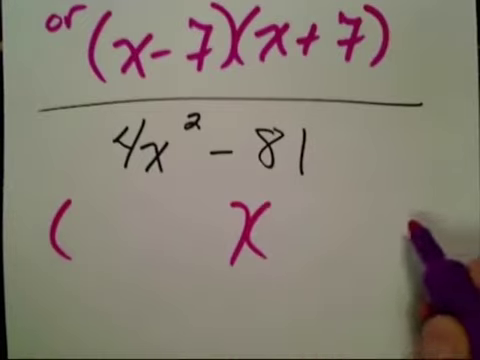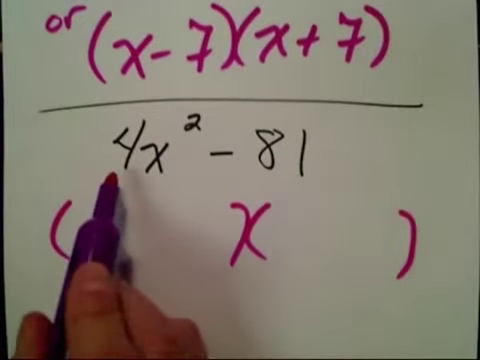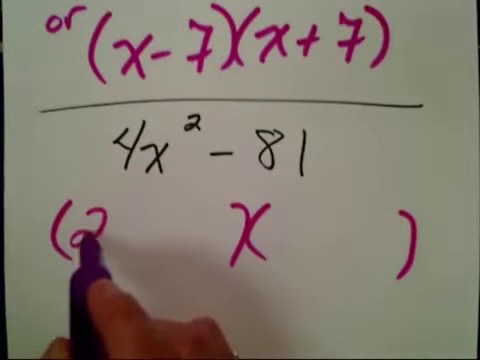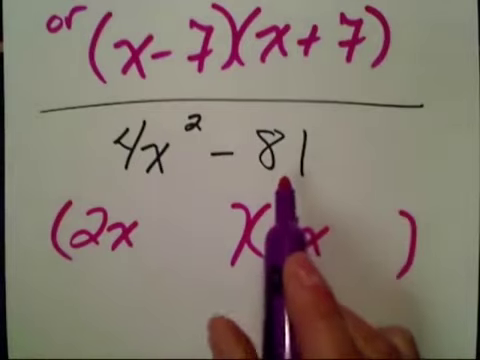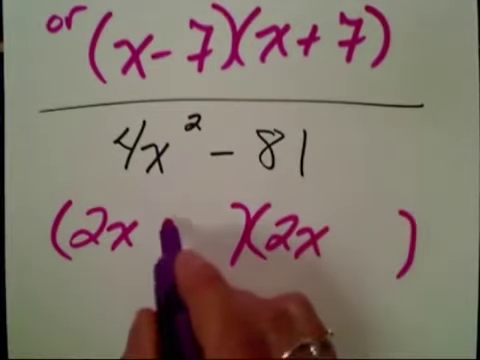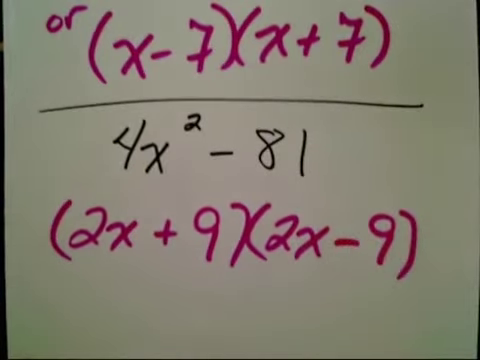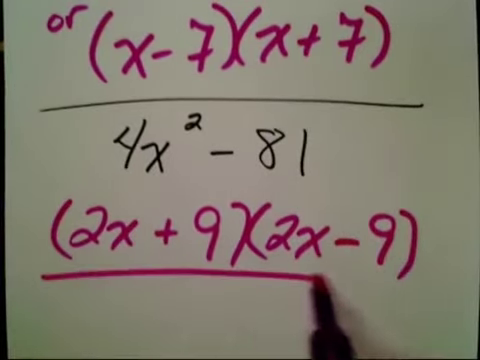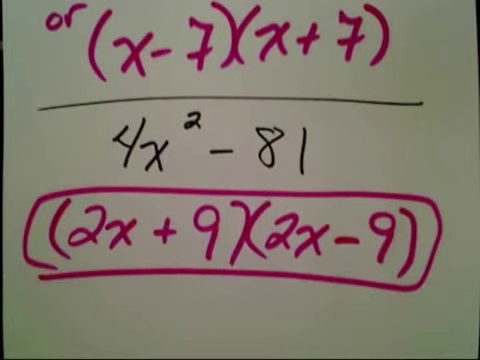I make my 2 sets of parentheses. What times itself gives me a 4x squared? It's going to be a 2x and a 2x. What times what gives me 81? It's a positive 9 and a negative 9. And just like that, you have that factored. Feel free to FOIL to check.